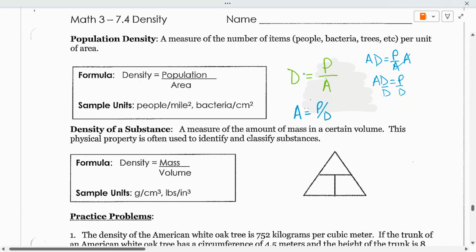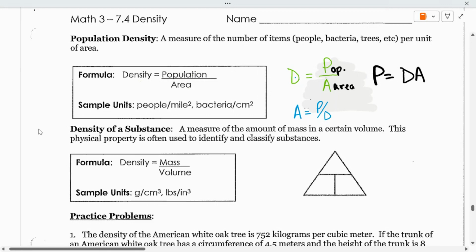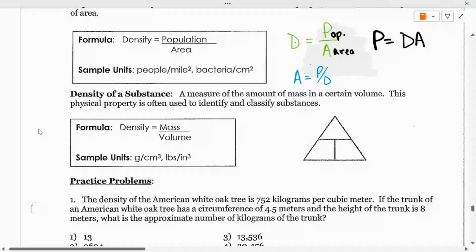We've done this before. If you want to solve for the number that's in the denominator, you just trade spaces. Like we did this whole little flip-flop. We've done things like this before. So hopefully that's not super hard. What if I wanted to solve for P? Well, if I wanted to get P all by itself, the population, I would multiply both sides by A, and P equals the density times the area. So those are the three formulas that you use for population, density, and area. Okay? Does that make sense?